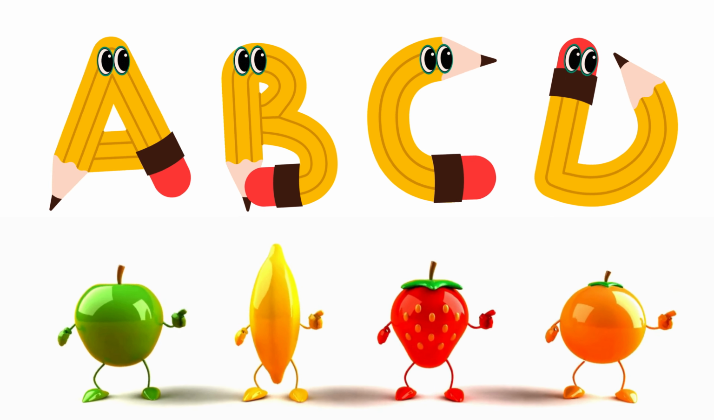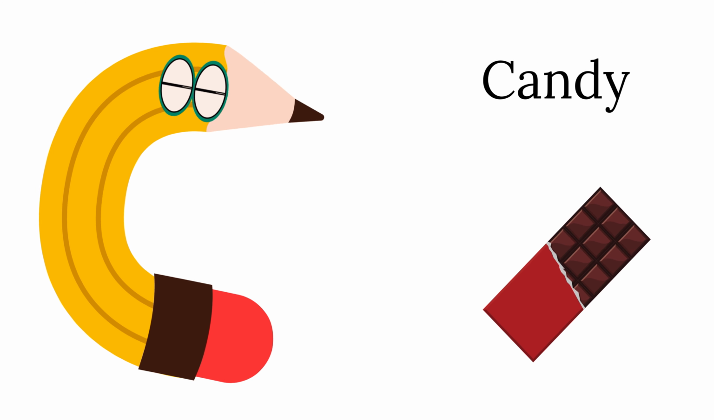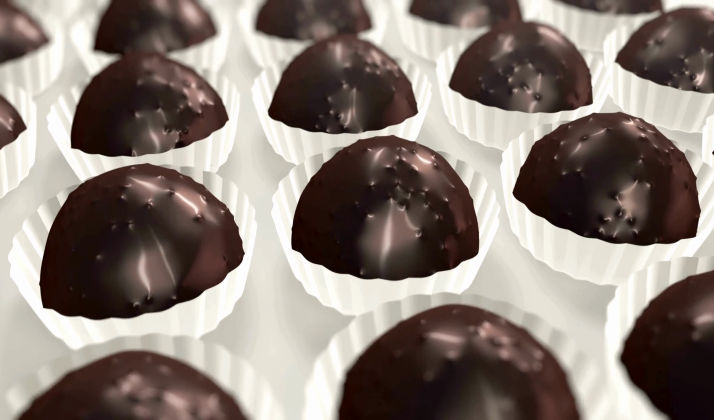Apple, A, apple. B is for baby, B, B, baby. C is for candy, C, C, candy.